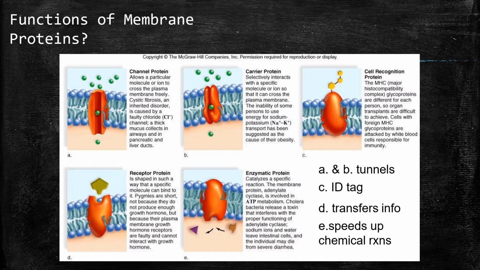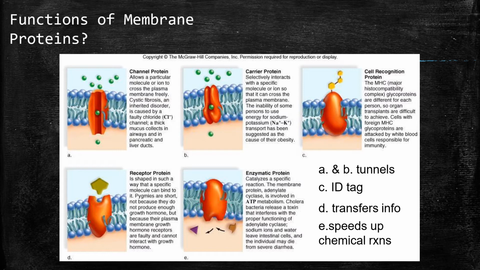Okay, let's talk about the functions of these proteins that we have within the membrane. To start with, let's look at A and B, the channel protein and the carrier protein. These essentially act as tunnels to allow things to come either into the cell or out of the cell. And so obviously these are definitely going to have to be integral proteins or transmembrane proteins. They have to go all the way across.